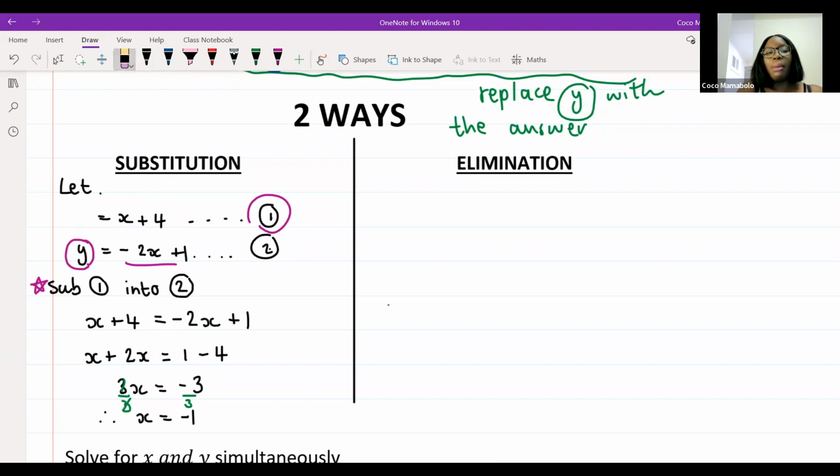But guys, don't forget, I'm not finished. Because remember, guys, we were solving for x and y. So now that I've got an answer for x, I can take my answer for x and plug it back into my formula. It doesn't matter which one. I'm going to choose equation 1 because it's easier. My x is -1. So y is equal to, wherever I see an x, I'm going to replace it with -1. So I'm going to go -1 plus 4. Therefore, y is equal to 3.